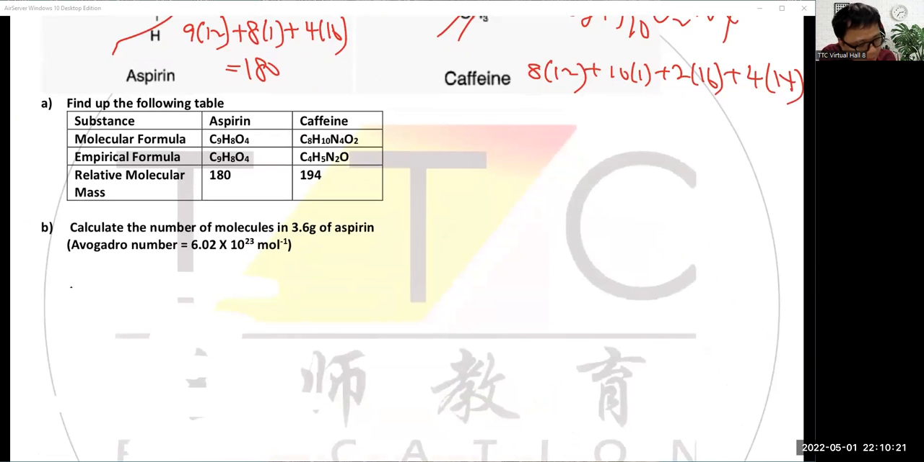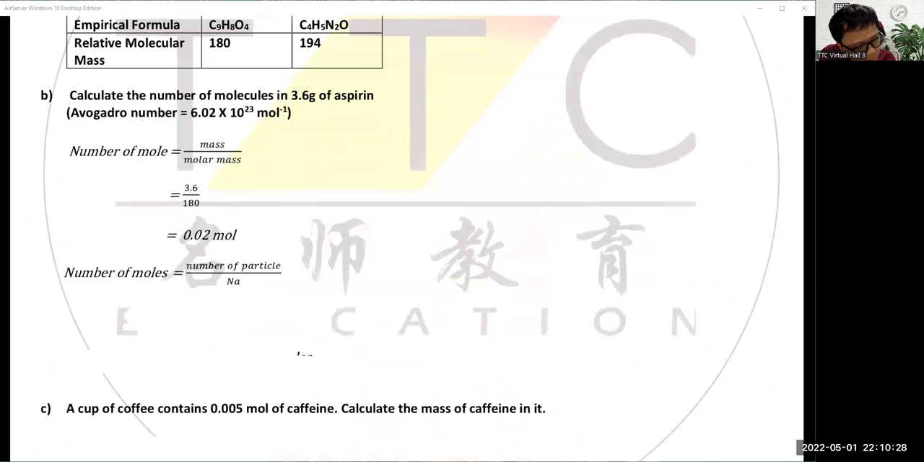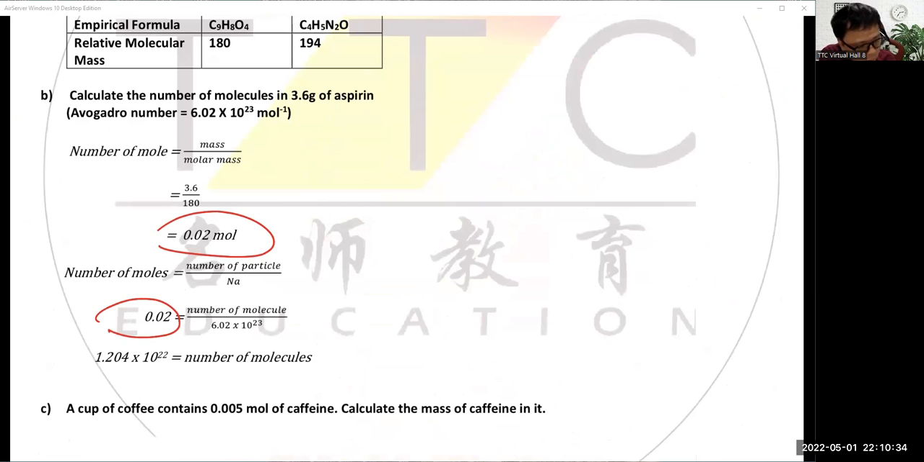Calculate the number of molecules in 3.6 grams of the aspirin. So first, use mass over molar mass to convert to mole first. So you get 0.02 mole. Then from there, find the number of particles. 0.02 mole, you put it here, then times 6.02, you get the number of molecules equals 1.204 times 10 to the power of 22.